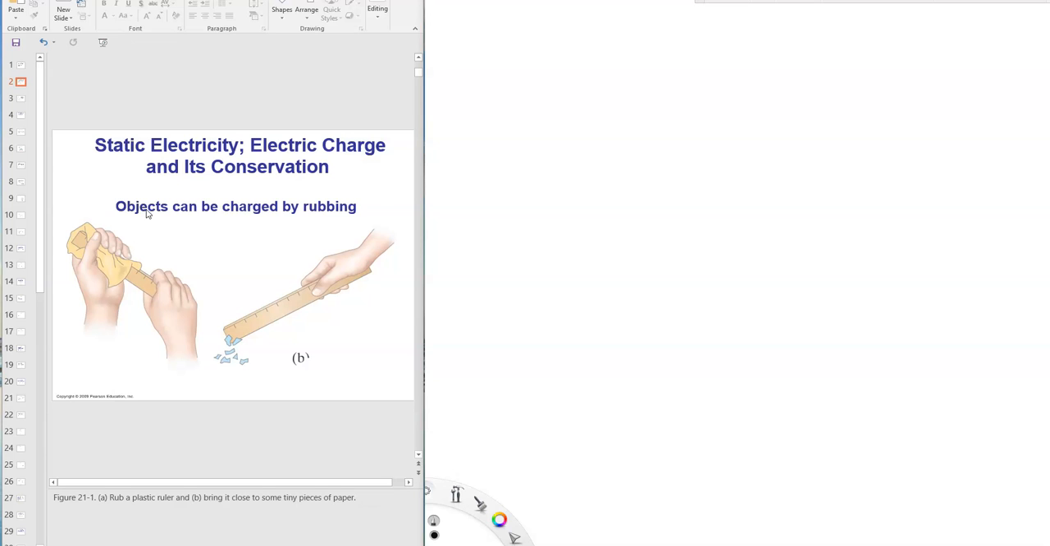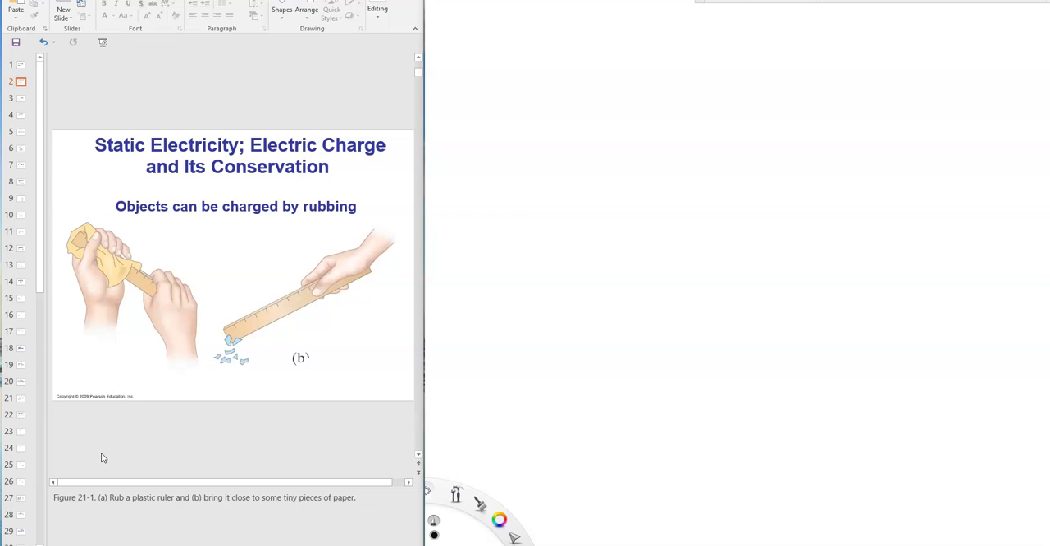Another familiar example, especially in the winter time, is that you get these little static electrical shocks, right? Like when you touch a doorknob, there's a little spark going between your fingertips and the doorknob. So there is some kind of electricity going back and forth. That involves something called charge. That's what we're going to briefly discuss.